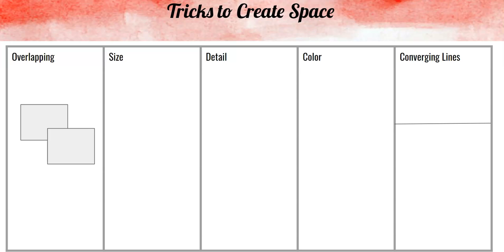For size, when we think about how does size work in the real world, as things get farther away from you, they get smaller. As things come closer to you, they get bigger. So you can take those three rectangles that change in size and add those to your size box.